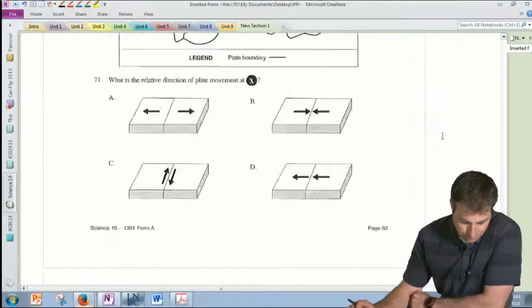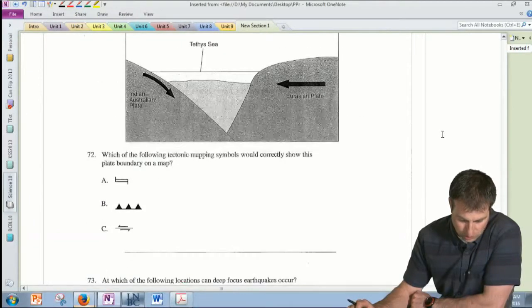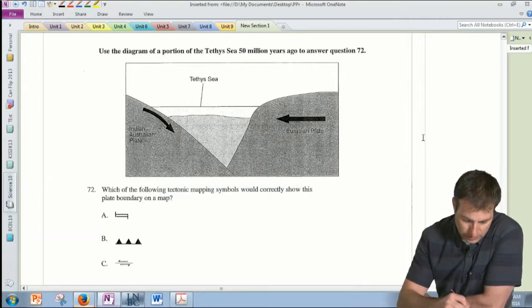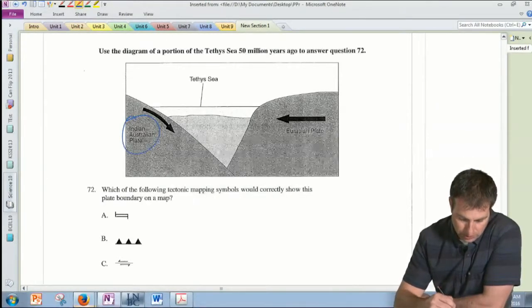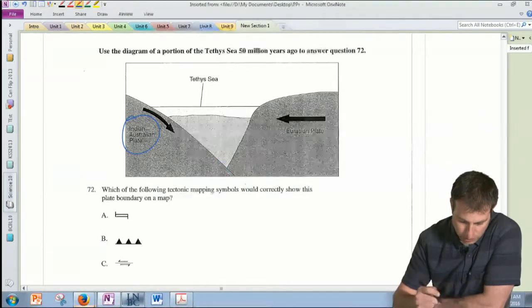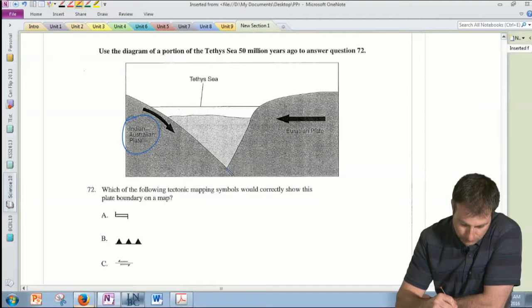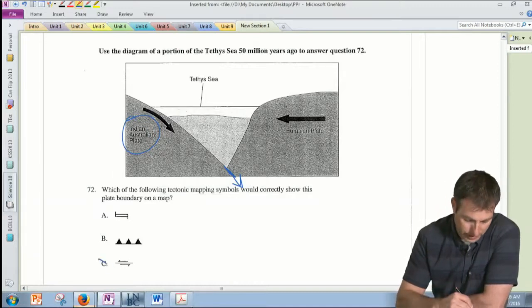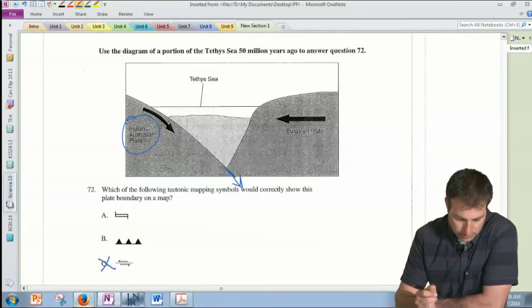73. Which of the following tectonic mapping symbols would correctly show this plate boundary on a map? So we have the Indian-Australian plate going under the Eurasian plate. They've shown it as a convergent boundary, and you can see that this plate is actually going under the other plate. So letter C is a transform boundary, so I get rid of that.